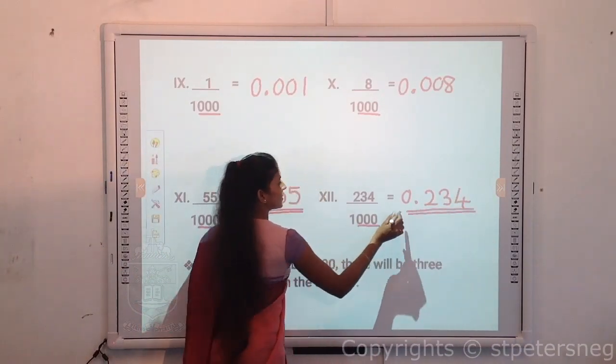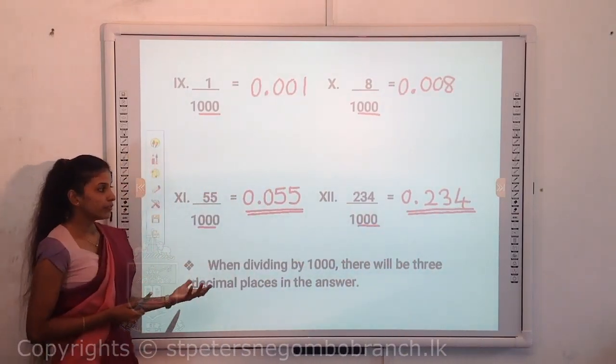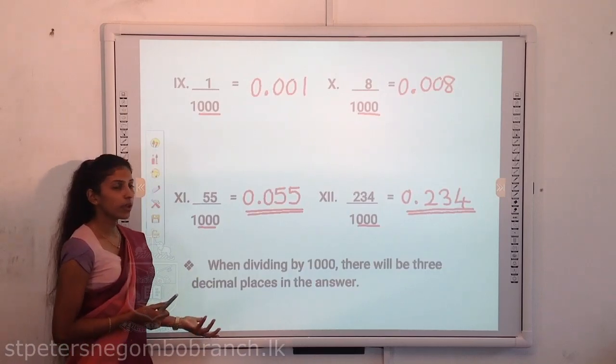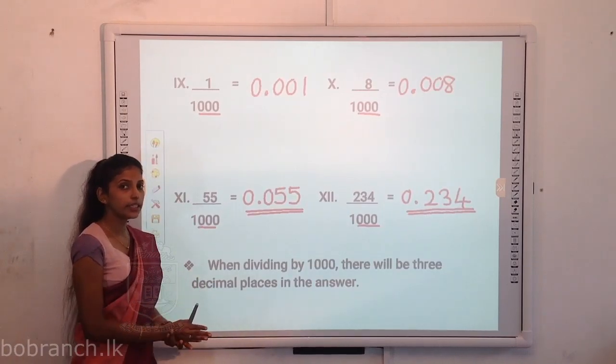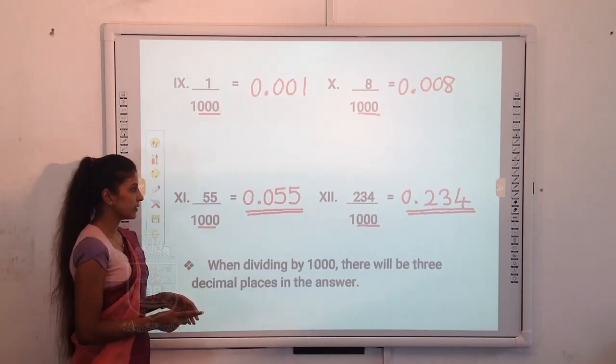234 is the final answer. Three zeros, three decimal places. So if it is a number divided by 1000, since you have three zeros, always in the final answer there should be three decimal places.